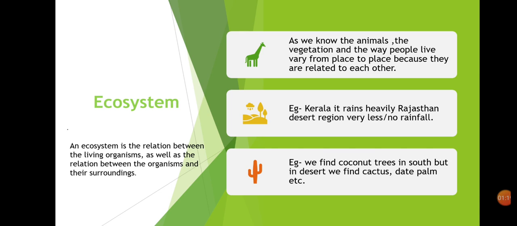Because we as human beings, animals or plants are adapted to the surroundings according to the physical and chemical factors of the environment. Now to explain it in more detail, I'll give you an example. Let's see Kerala. Kerala is a place where it rains heavily, whereas Rajasthan is a desert region where there is little or no rainfall. So the trees and the animals that you find in these two places are different. They won't be the same.